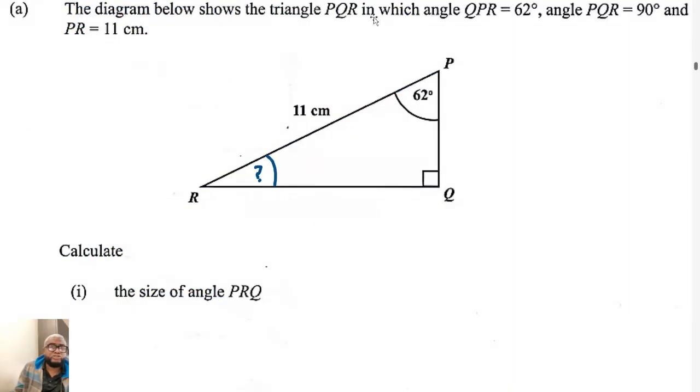Okay, next one. The diagram below shows triangle PQR in which angle QPR is 62, angle PQR is 90, and PR is 11. In a right-angled triangle, what would the line PR be called? Hypotenuse. Everybody knew that? Your longest side, your hypotenuse, right? So the three angles of a triangle add up to what?